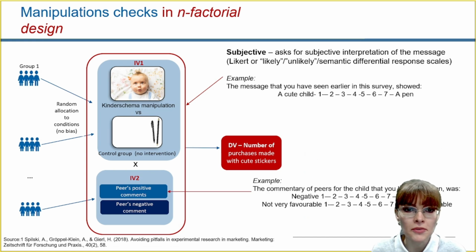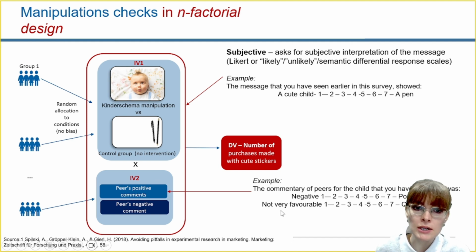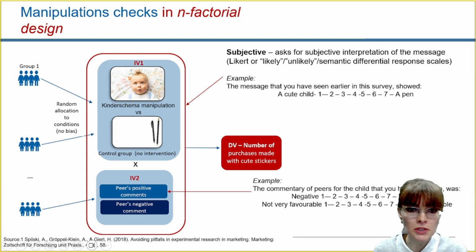What you see here now on the screen are the examples of two manipulation checks that can be included. One for the appeal type manipulation, where I'm asking people whether the message that they've just seen showed a cute child or a pen. Those who were allocated to the kinder schema manipulation should be answering around here. And then for my peer commentary, those who are allocated to the kinder schema manipulation would see this type of question, asking them to appraise the commentary that they saw, whether it was negative or positive, or was not very favorable, or was quite favorable.